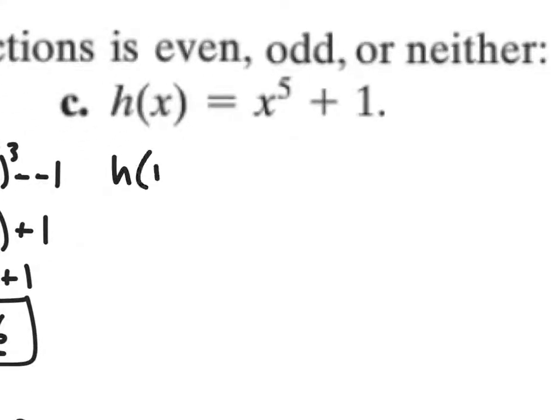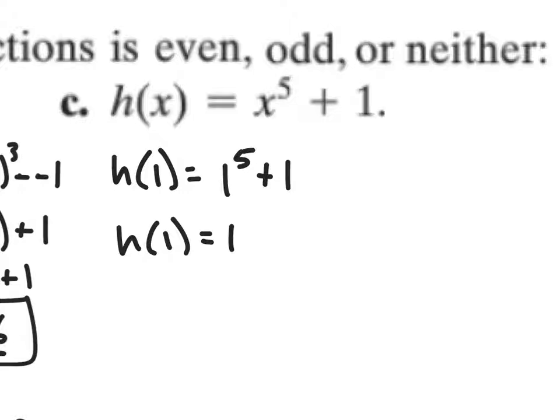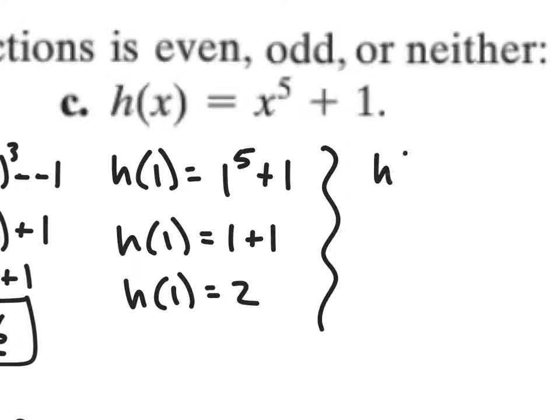All right, let's plug in 1. So I get 1 to the 5th plus 1. So h of 1 is equal to 1 to the 5th is just 1 plus 1. So h of 1 is equal to 2. All right, let's plug in negative 1 and see what happens. All right, so I plug in negative 1. I get negative 1 to the 5th plus 1.